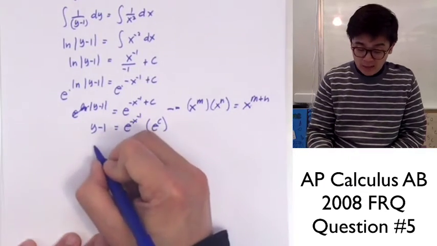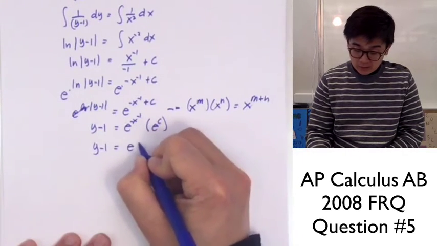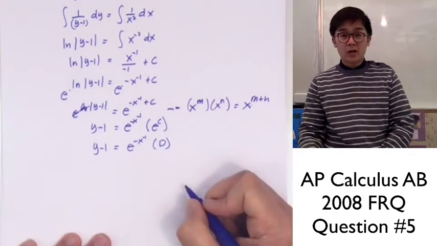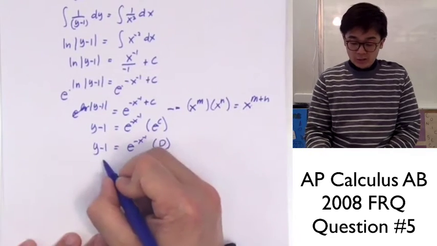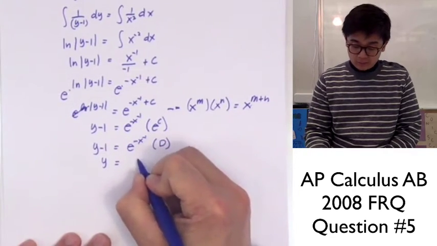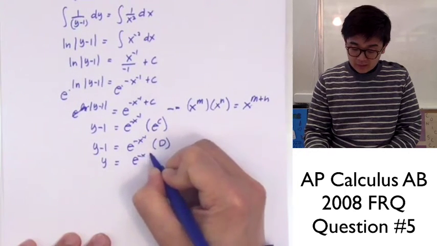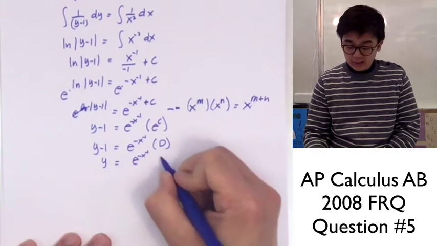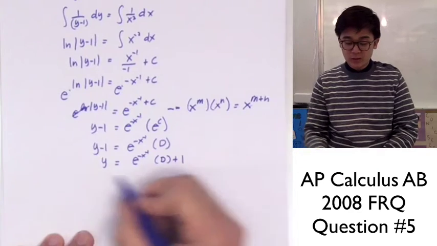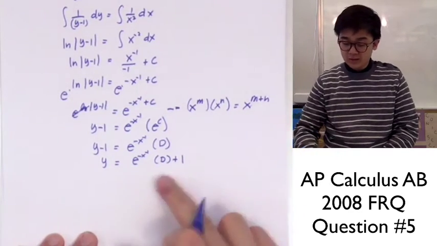So now we have our general solution as y minus 1 equals e to the negative x minus 1 multiplied by the constant d. To have y by itself, we have y equals e to the negative x minus 1, or raised to negative 1, multiplied by d, plus 1. So this is our general solution.